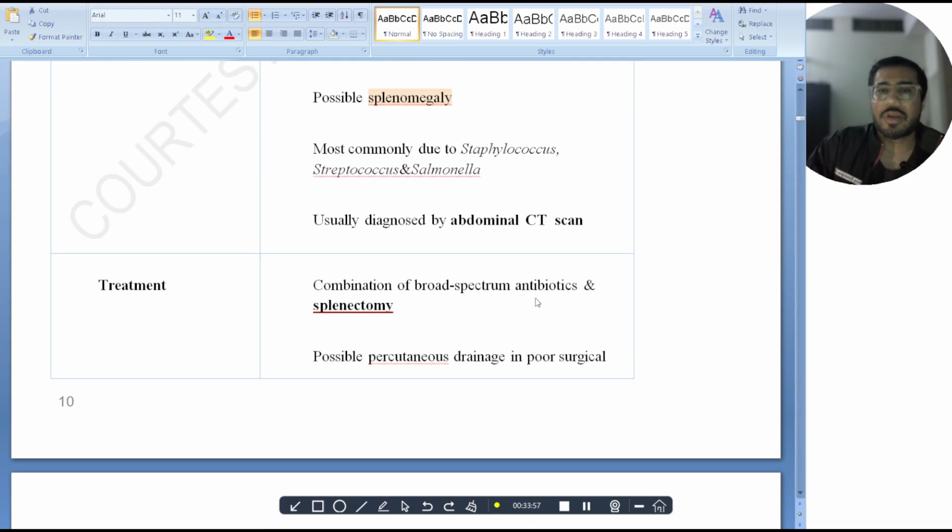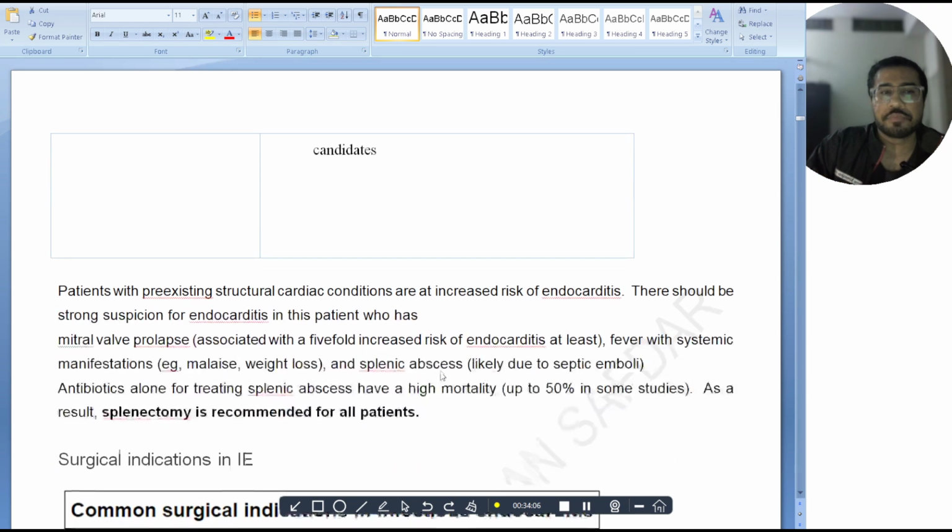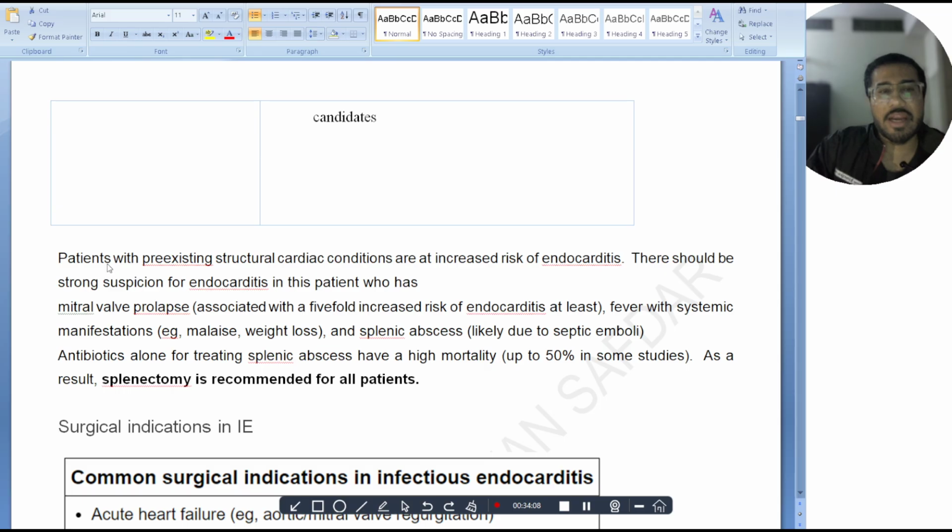So combination of broad spectrum antibiotics and splenectomy, that's the treatment. Percutaneous drainage, that's not going to work. You have to do a splenectomy. So let's give it a read as well. Patients with pre-existing structural cardiac conditions are at increased risk of endocarditis. I've told you multiple times. There should be strong suspicion. That's how you go for it.